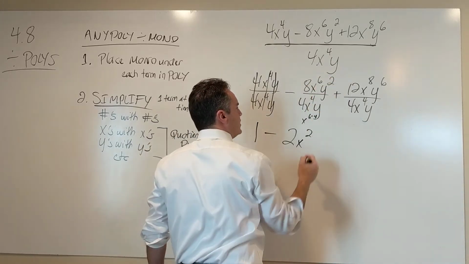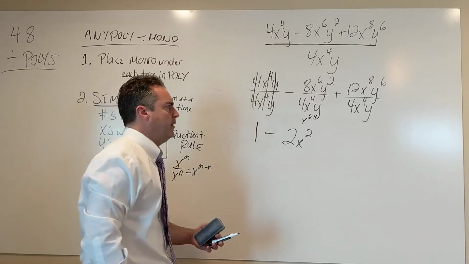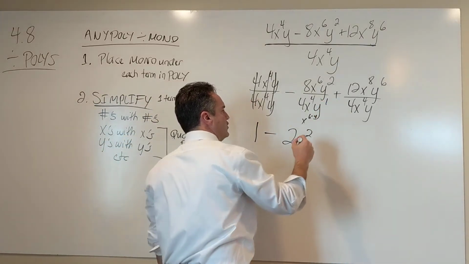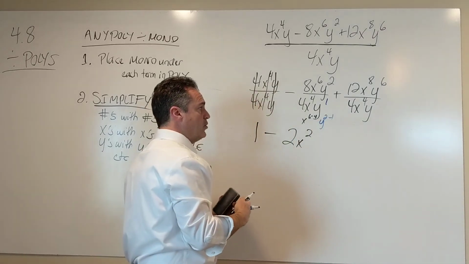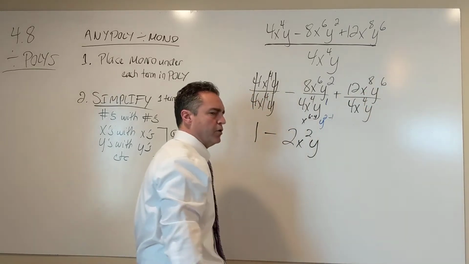Okay, and y to the 2nd over y to the, what number is right there? That's right, it's a 1. And we don't write it, but it's there, so that's a 1 right there. And so this is going to be y to the 2 minus 1, which makes y to the 1, which we just call y.